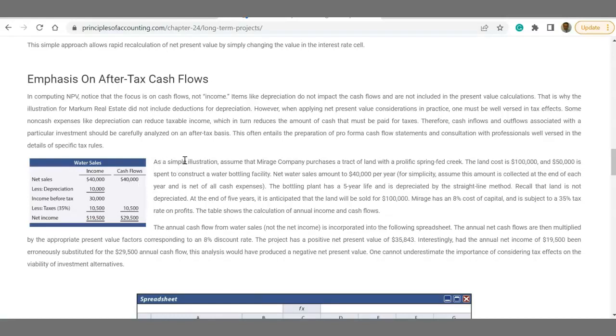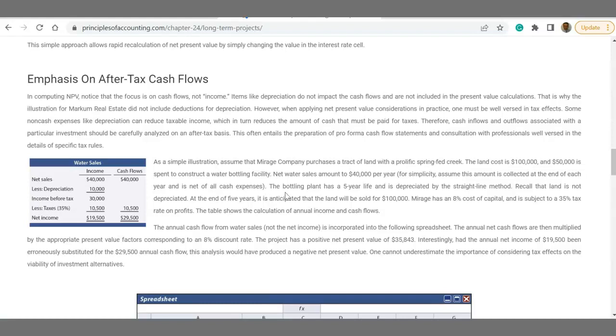So let's read it. As a simple illustration, assume that Mirage Company purchased a tract of land with a prolific spring-fed creek. The land cost is $100,000, and $50,000 is spent to construct a water bottling facility. Net water sales amount to $40,000 per year. So $100,000 and $50,000 on the water bottling facility. That's a $150,000 investment. Net water sales amount to $40,000 per year. For simplicity, assume the amount is collected at the end of each year and is net of all cash expenses.